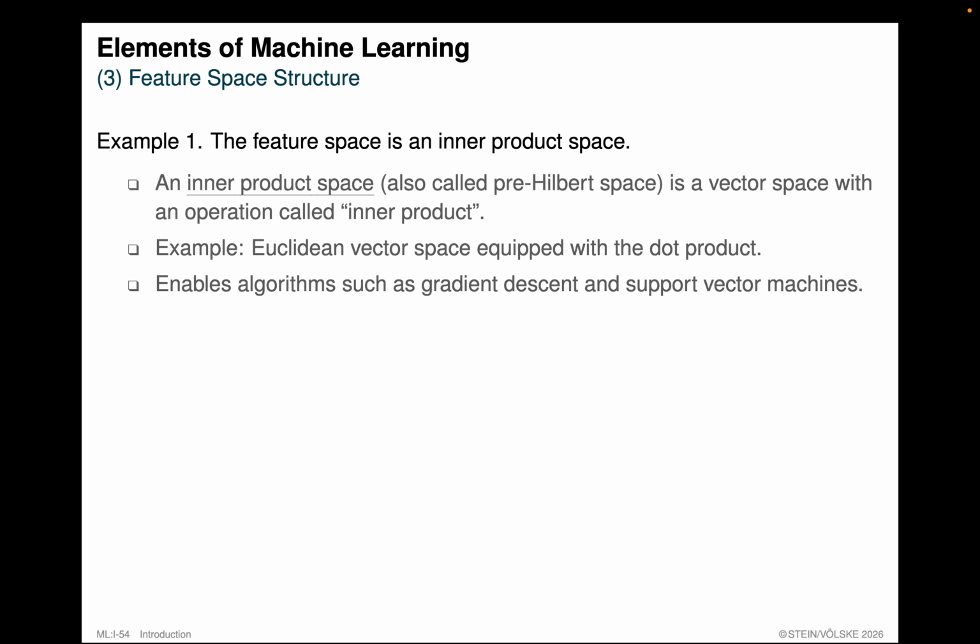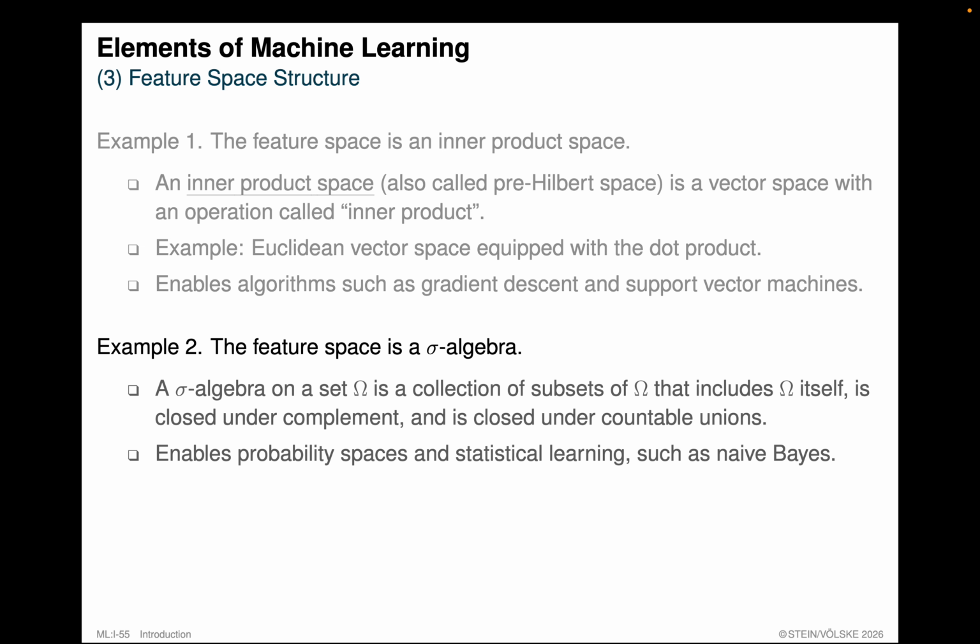For linear model functions, we usually choose an inner product space. So a space like a Euclidean vector space where the dot product is defined. There are other kinds of inner product spaces, also called pre-Hilbert spaces for the mathematicians among you. And this enables algorithms like gradient descent or the support vector machine. But there are other kinds of spaces that we can consider. For example, probabilistic spaces or so-called sigma algebras.